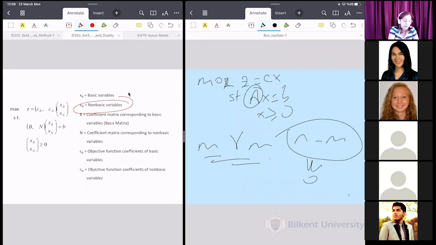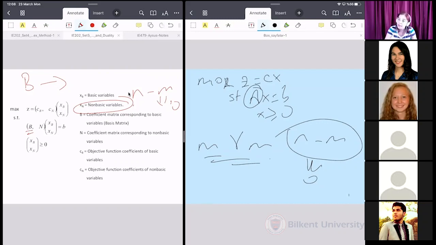We select n minus m of them. We set these to 0 so that the remaining m variables will have m equations. And if the B matrix corresponding to them is invertible, that means I got a basic feasible solution. Otherwise, I don't get a feasible solution. The n minus m variables I chose for the non-basics were not correct. Pick another set. Okay? That is the whole idea under the simplex algorithm, under the basic feasible solution.